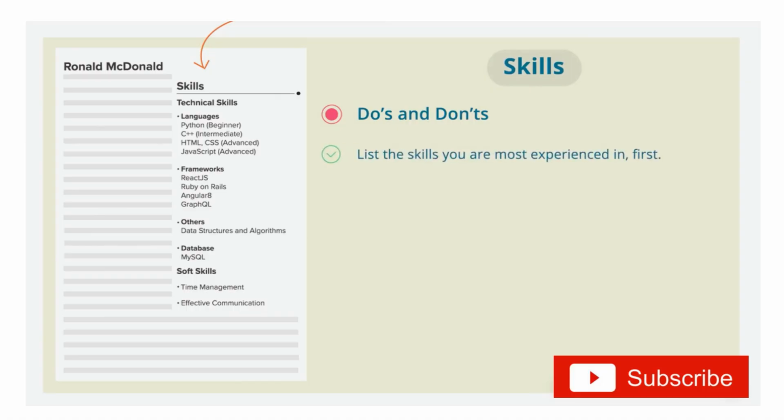List the skills you are most experienced in first. That is, place the skills that you consider to have an advanced level of experience with before the skills in which you consider yourself to be a beginner. This can help draw an employer's attention to your most valued skills before they see the skills that you are less experienced in.